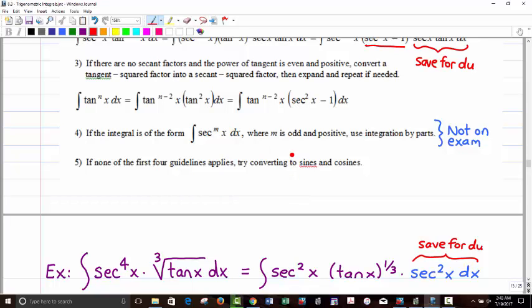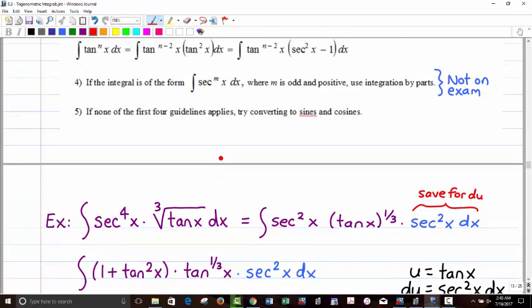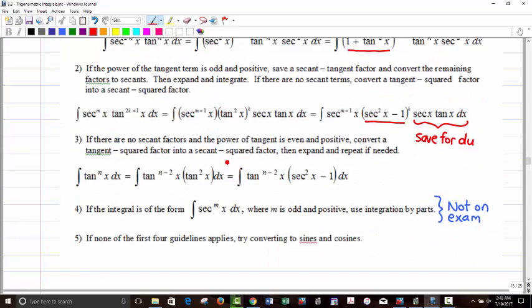Alrighty. Secant fourth, cube root of tan x. That cube root of tan x is no big deal. It just means we're going to have fractional exponents to integrate. No problem. All right, so let's see. I'm kind of doing these in order, I believe.